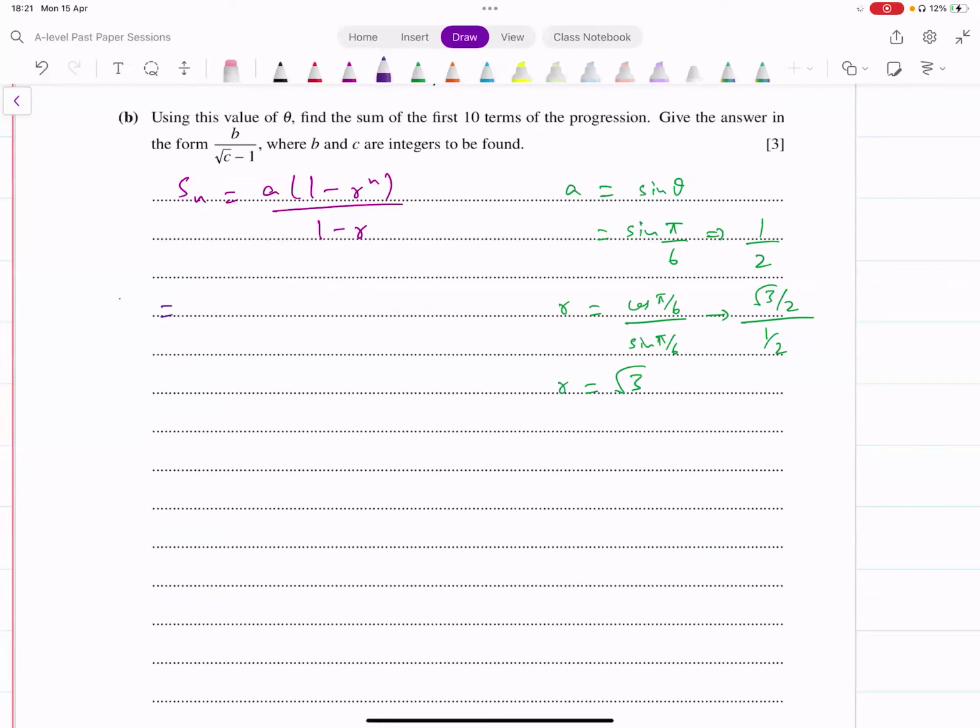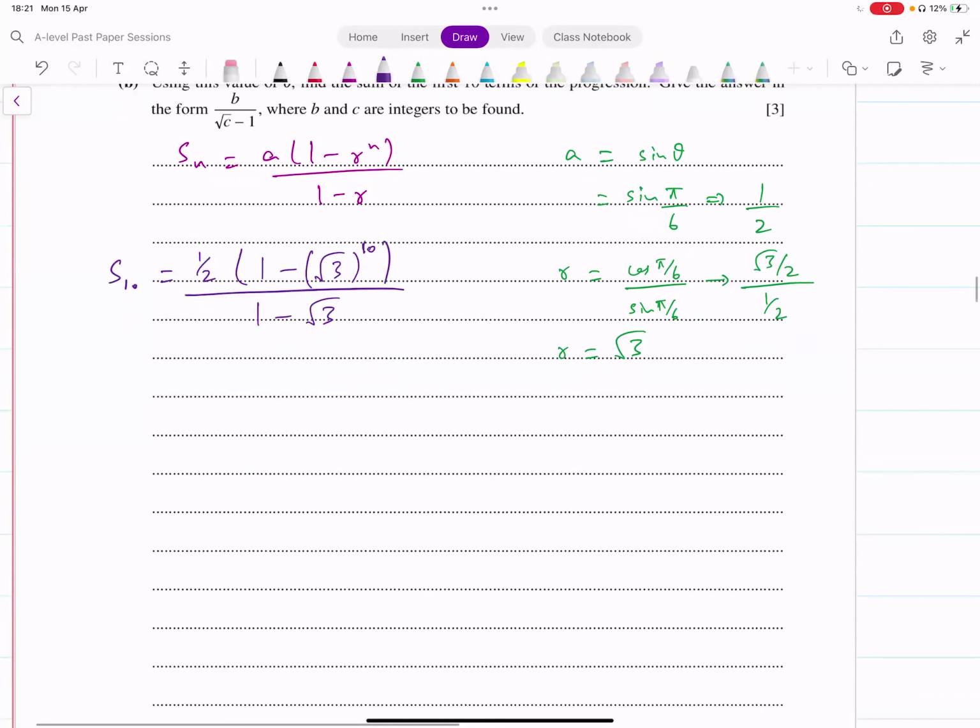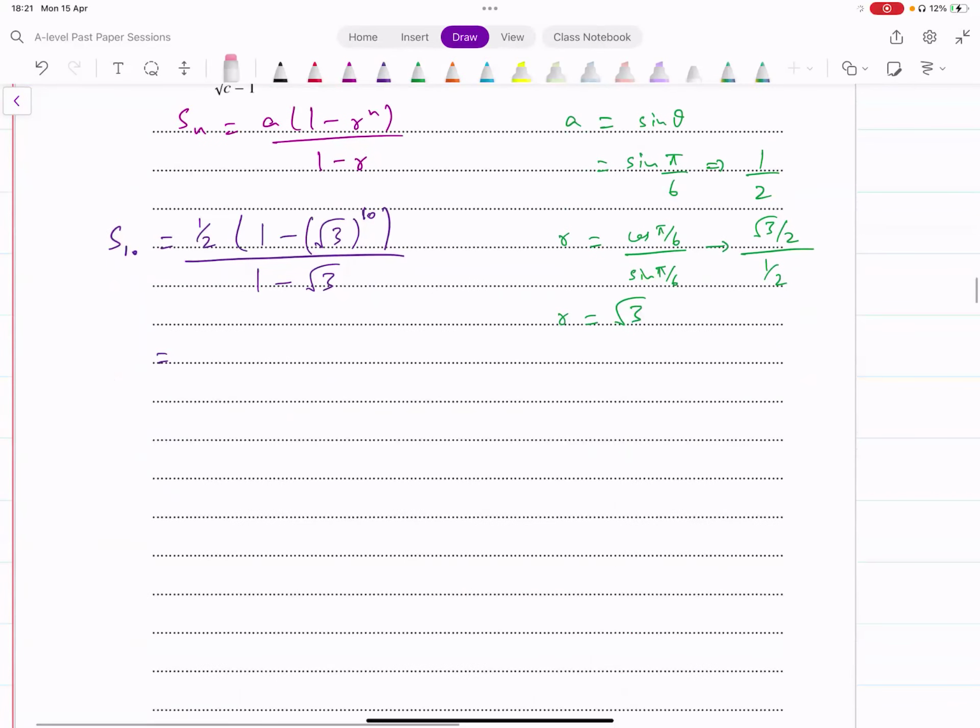We want S10, the sum of the first 10 terms. A is 1/2 multiplied by 1 minus r. R is under root 3 raised to power n, which is 10, brackets closed. In the denominator, we've got 1 minus under root 3. This is what we've got. Okay, now let's simplify this. Remember, we can't use decimals, so don't try to evaluate this on your calculator. Let's simplify this and see what that gives us.